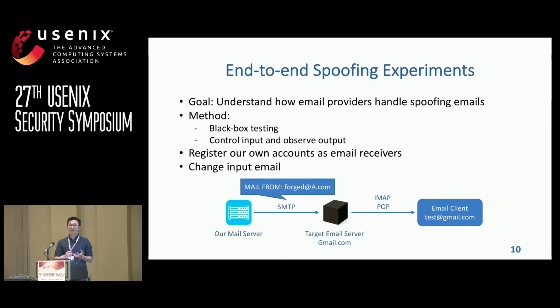The goal for this experiment is to understand how email providers detect and handle spoof emails. We also want to know what kind of spoofing emails have a better chance of getting to the user inbox. Our methodology is to perform black box testing on email providers. So we treat the email providers as a black box. We send different kinds of spoof emails and observe the output, whether they are in the inbox, spam, or got rejected. During this experiment, all the emails we send are sent to our own account, so there are no other real users involved in the experiment.